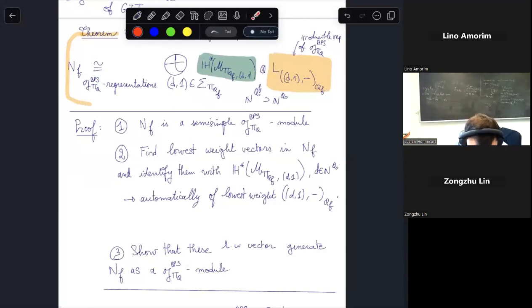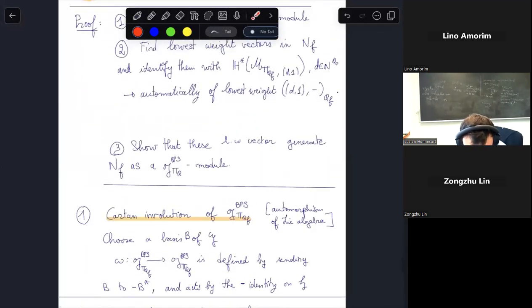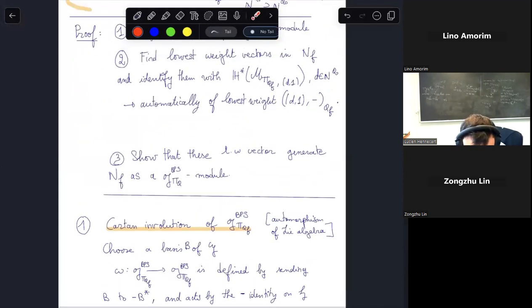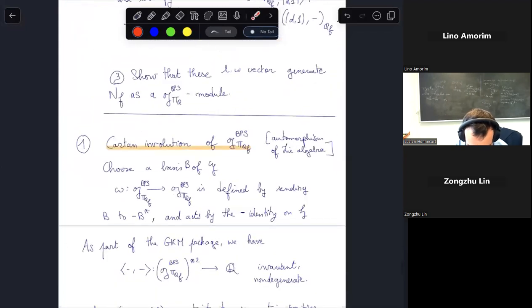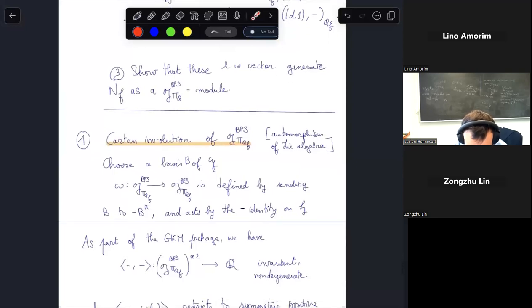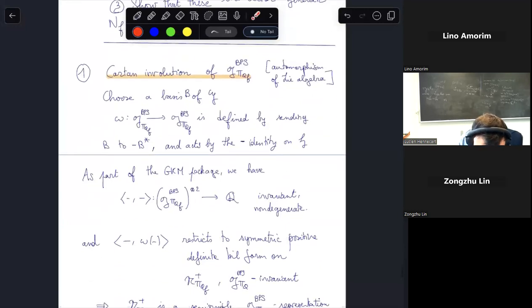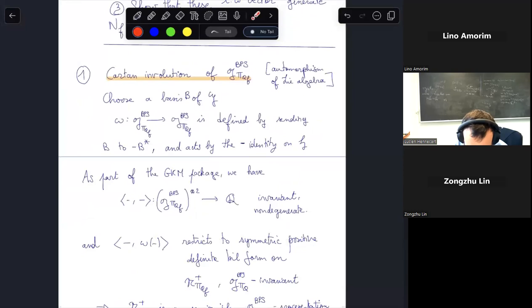So maybe if I can take a few more seconds, I can tell you the main ingredient for each of the three parts. So for semi-simplicity, we just need to find an invariant non-degenerate bilinear form. And this is done. It comes with the GKM package, the generalized Kac-Moody algebra.